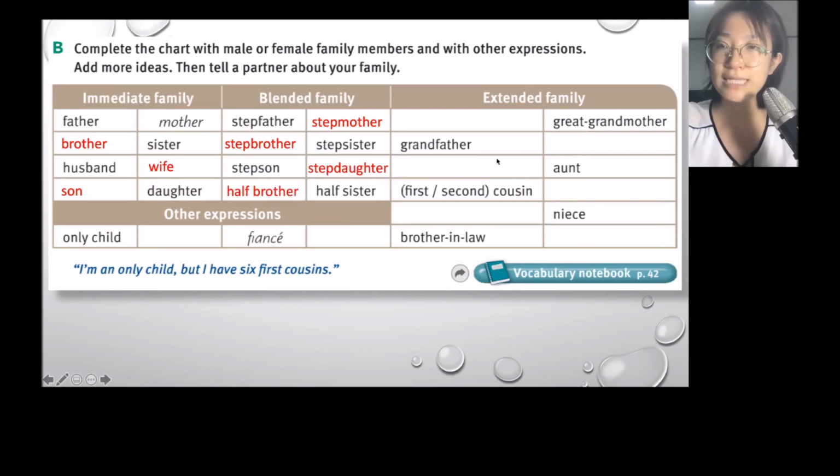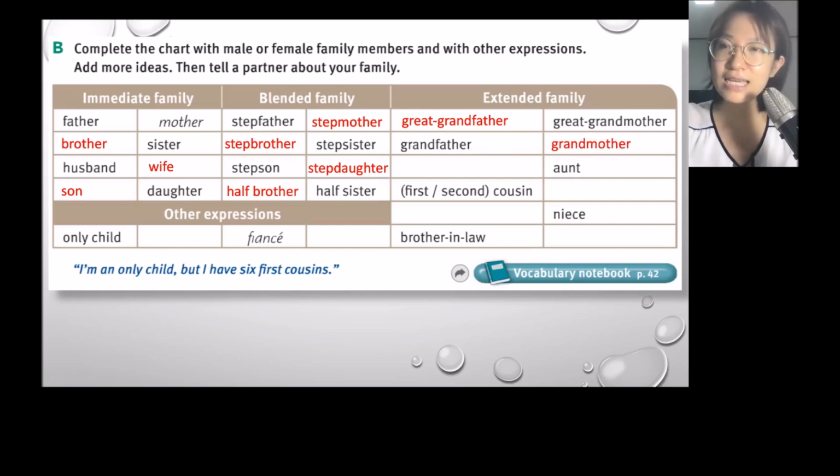And now let's move on to extended family. So the grandmother, this one, grandmother is the mother of your parents, right? And above them, you may have great grandmother. That is the grandmother of your father or mother. And then you have great grandfather. Okay, so are you confused? And then you have a grandfather with your grandmother.